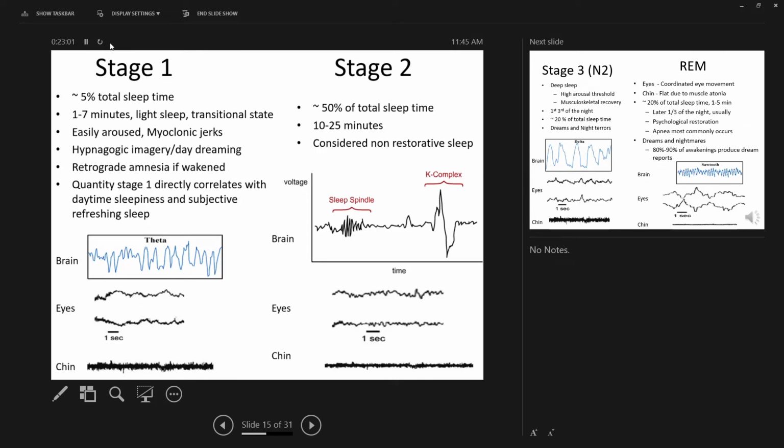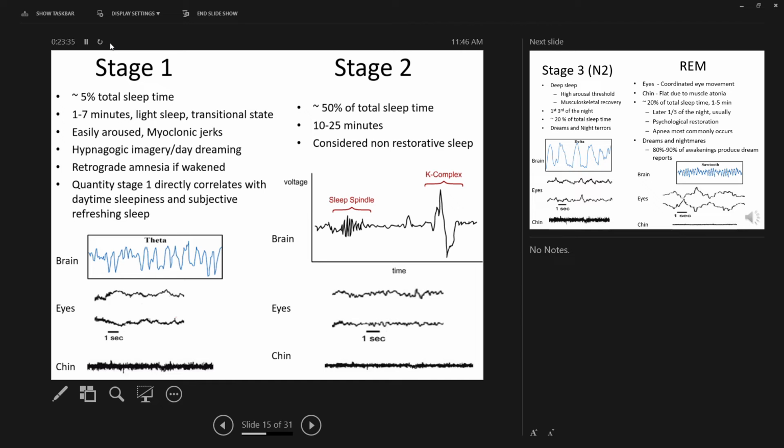Okay, so sleep stages. I'm only going to talk about 4 here, and we'll get more into detail about different sleep staging later. But for now, let's talk about stage 1. This is also referred to as N1 or NREM1, non-REM 1. So this is stage 1 sleep. It takes up about 5% total sleep time. It lasts about 1 to 7 minutes. It's a very light transitional state of sleep.